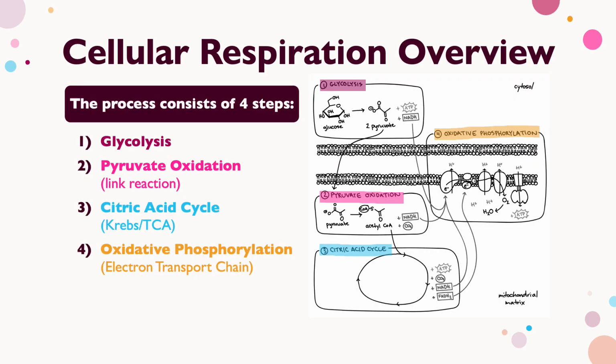So here we have a little cellular respiration overview. The process consists of 4 steps: glycolysis, pyruvate oxidation, which is sometimes referred to as the link reaction, the citric acid cycle, also known as the Krebs or the TCA cycle, and then finally oxidative phosphorylation, which is also sometimes referred to as the electron transport chain. However, the two terms are simultaneous as they occur at the same time and are directly related to one another.